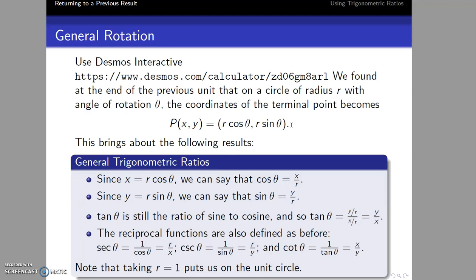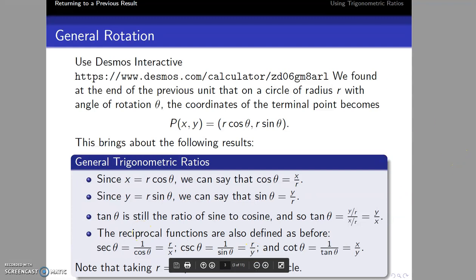So setting x equal to r cosine theta, we can say definitively for any circle of any radius, cosine theta is x over r. Similarly, for y being r sine theta, we can say that sine theta is the ratio of y to r, where y is the y-coordinate of the point I'm at, and r is the radius of the circle I'm moving on. And then tangent, accordingly, is the ratio of sine to cosine, which reduces down to be y over x. And then we have the reciprocal functions as before.